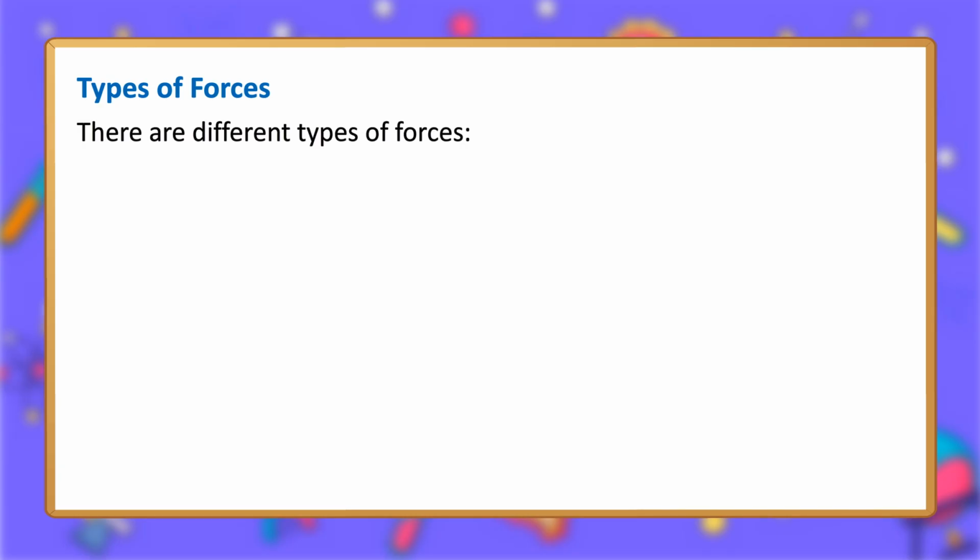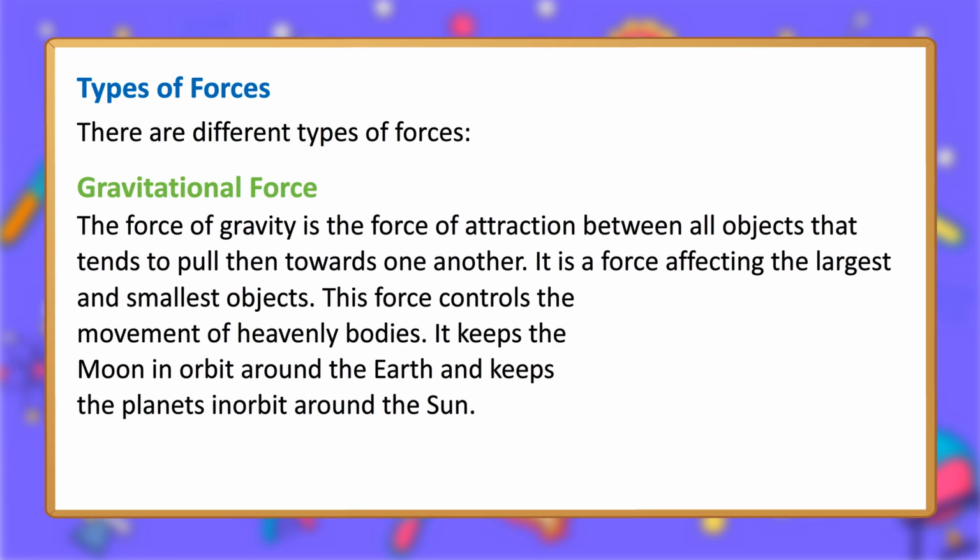There are different types of forces. Gravitational force. The force of gravity is the force of attraction between all objects that tends to pull them towards one another. It is a force affecting the largest and smallest objects. This force controls the movement of heavenly bodies. It keeps the moon in orbit around the earth and keeps the planets in orbit around the sun.